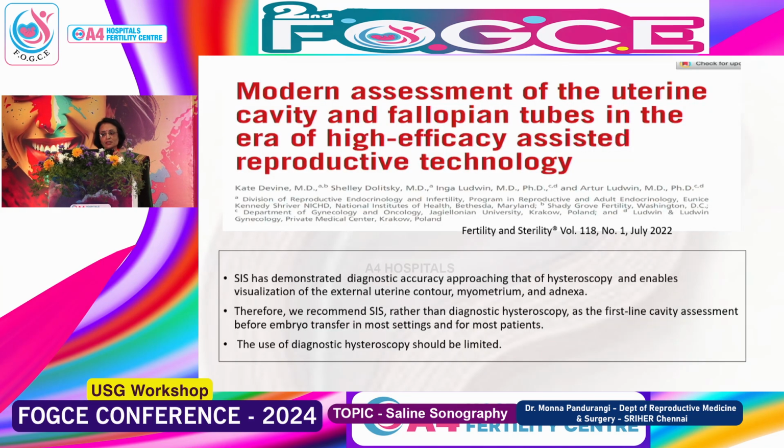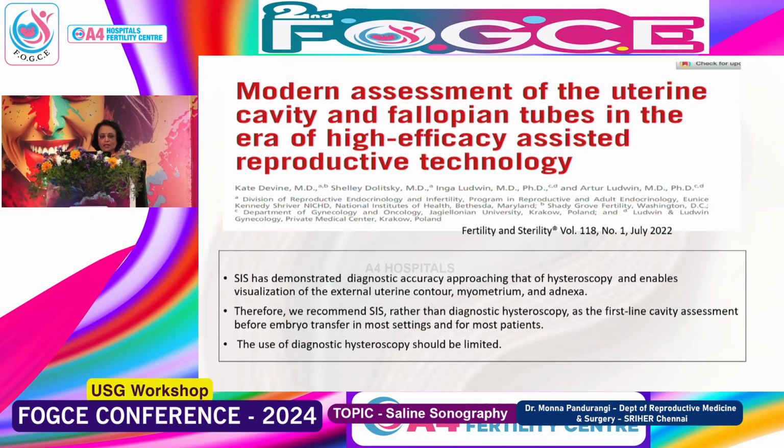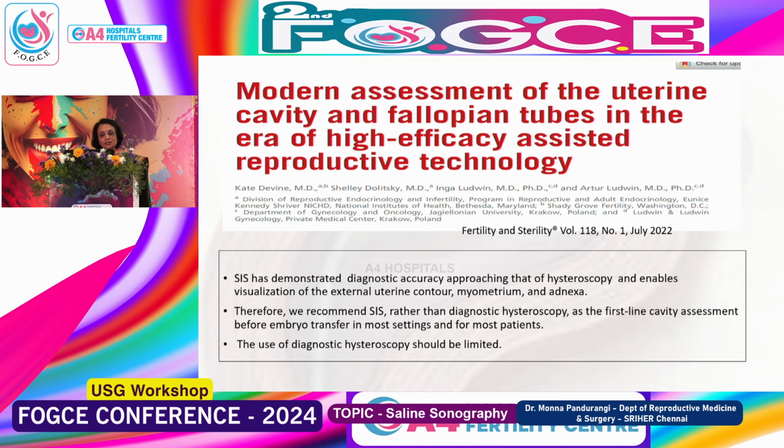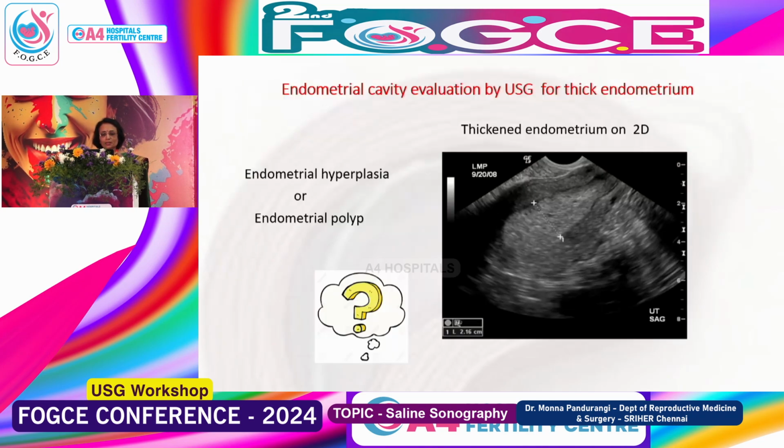And this is what they said. The Fertility Study 2022 said modern assessment of the uterine cavity can be done with an ultrasound. SIS has demonstrated diagnostic accuracy approaching that of hysteroscopy and enables visualization of the external uterine contour and myometrium. Therefore, we recommend SIS rather than diagnostic hysteroscopy as the first line assessment before embryo transfer. And diagnostic hysteroscopy use should be limited.